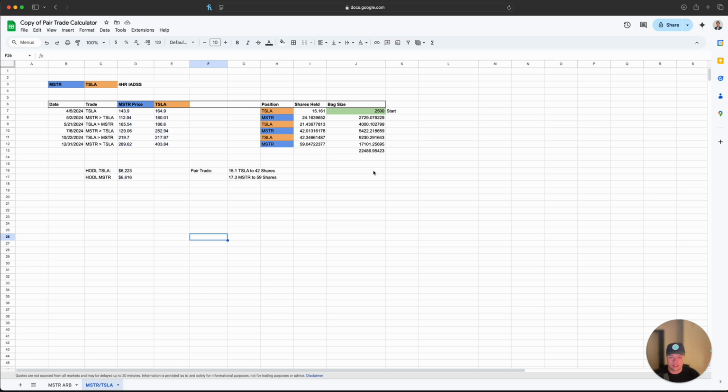And you can see here, if you started with $2,500 in April, you're still going to 3x your money, roughly at about $6,000. But by swapping, we're able to grow our 15 shares of Tesla to 42, and then our 17 shares of MicroStrategy to 59 shares. So that, again, is another rough 10x in value there as well.